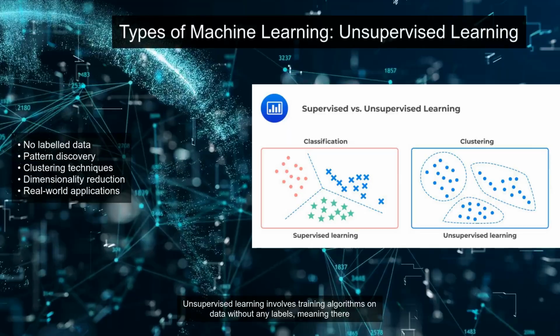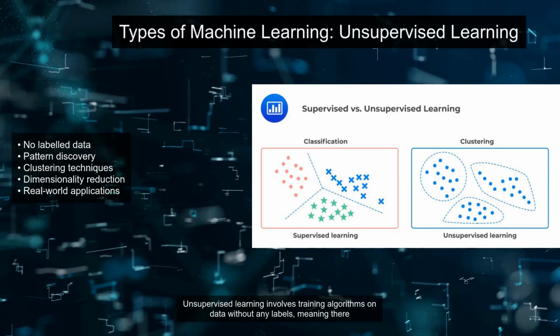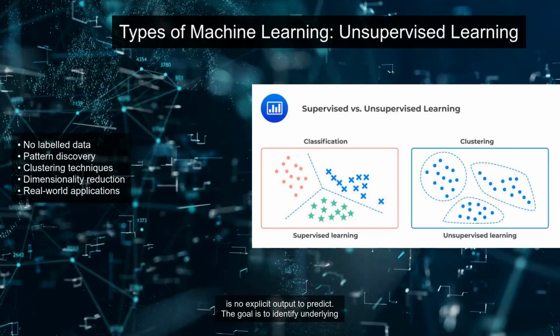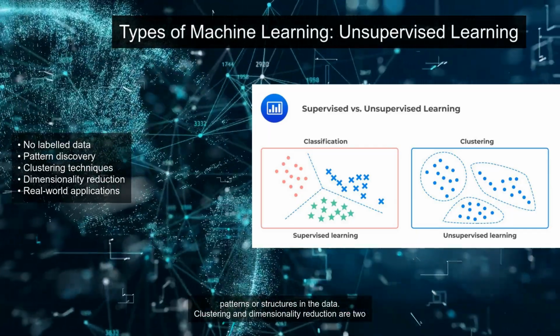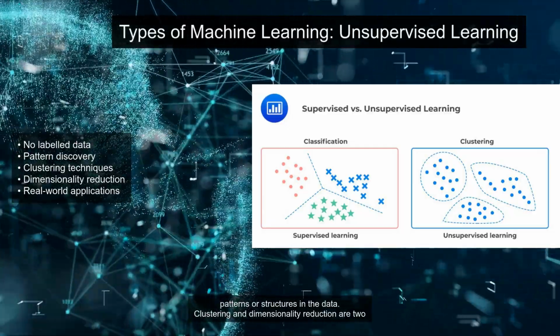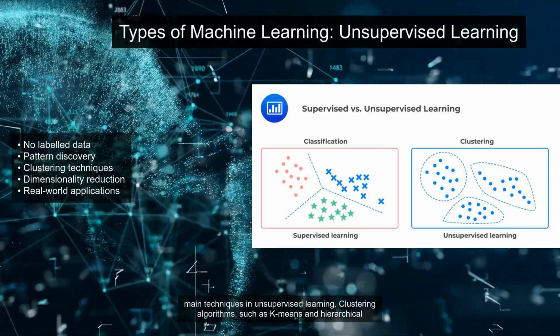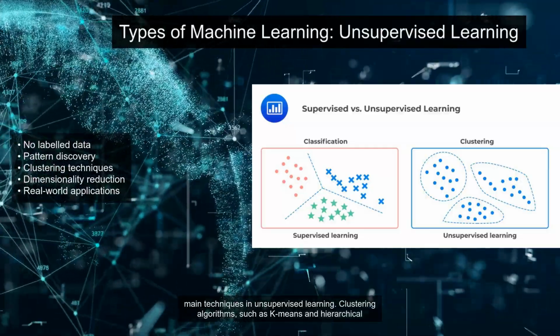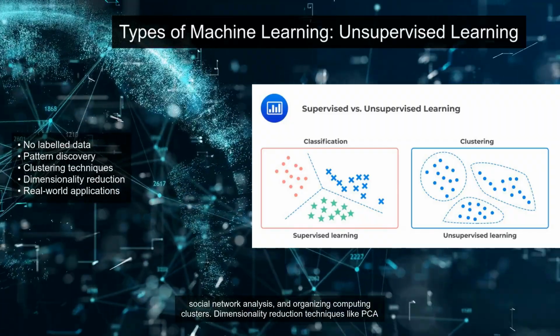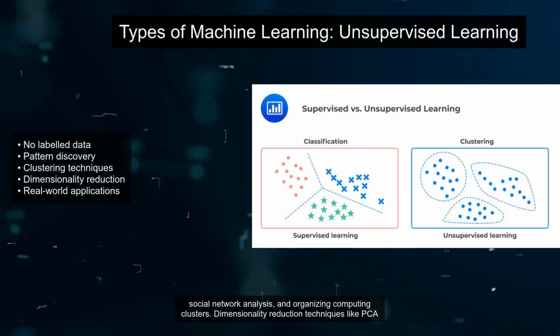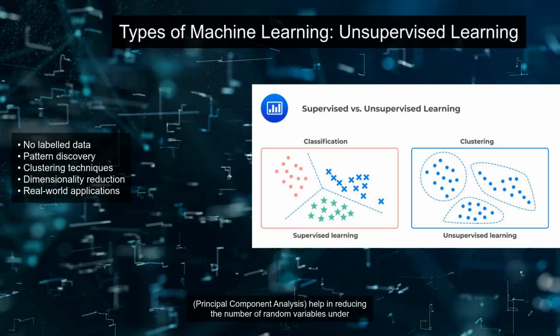Unsupervised learning involves training algorithms on data without any labels, meaning there is no explicit output to predict. The goal is to identify underlying patterns or structures in the data. Clustering and dimensionality reduction are two main techniques in unsupervised learning. Clustering algorithms, such as k-means and hierarchical clustering, group similar data points together, making them useful for market segmentation, social network analysis, and organizing computing clusters.